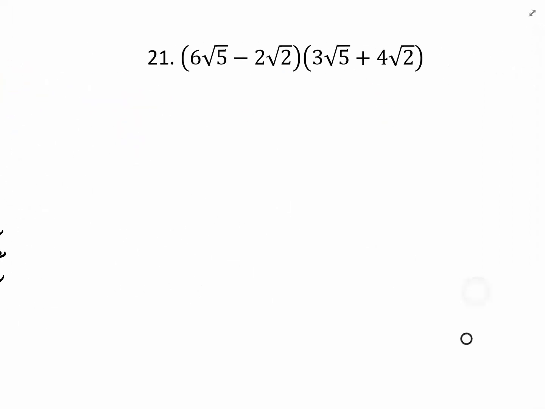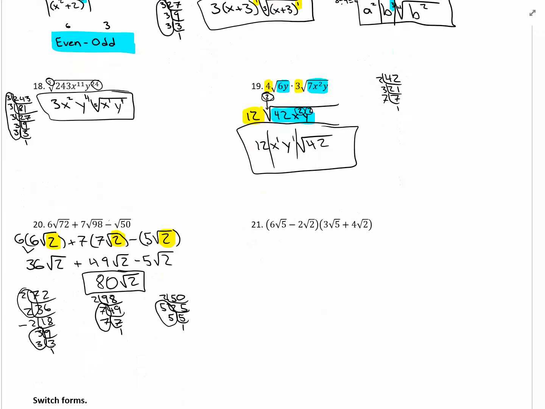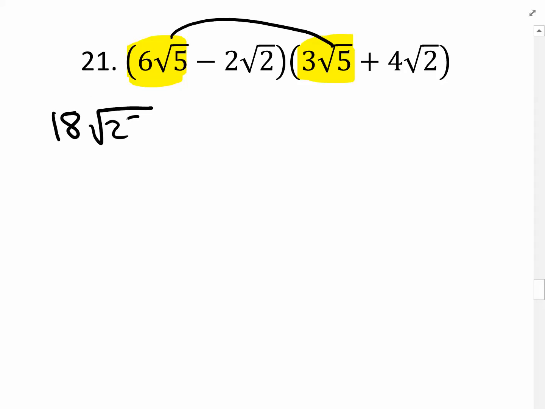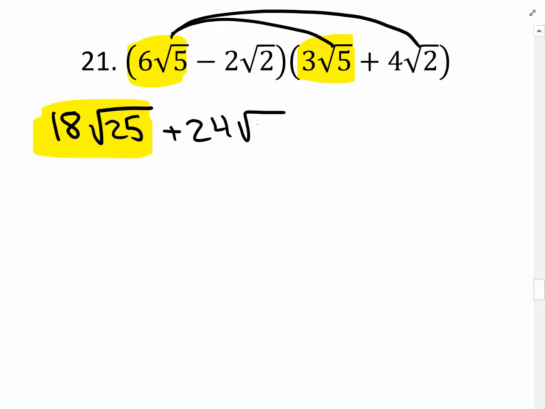Let's try foiling. So we already did multiplying radicals on problem 19. This is the same thing but with foiling. So first, outside, inside, last. I multiply these 2 first ones together. So 6 times 3 is 18. 5 times 5 is 25. Now we'll do the next one, 6 root 5 times 4 root 2. 6 times 4 is 24. Square root 5 times 2 is 10.